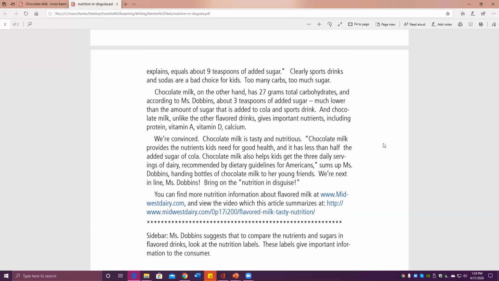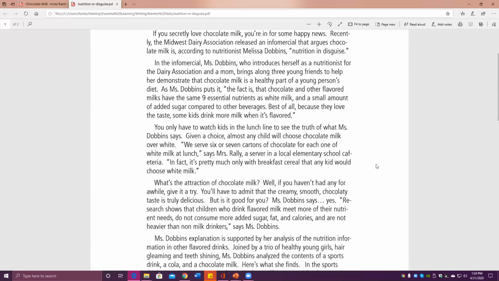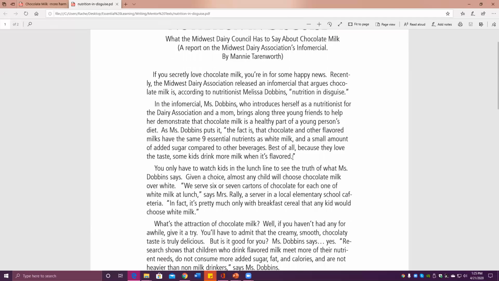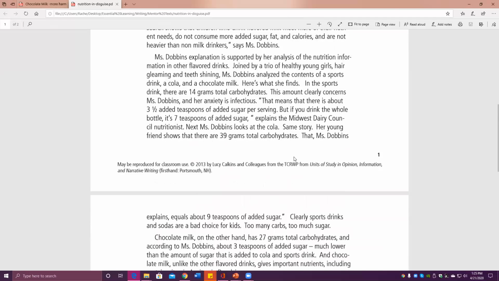We're next in line, Miss Dobbins. Bring on the nutrition in disguise. So this person is showing a nutritionist as their professional and saying, according to nutritionist Melissa Dobbins, and quoting her a lot in this article.